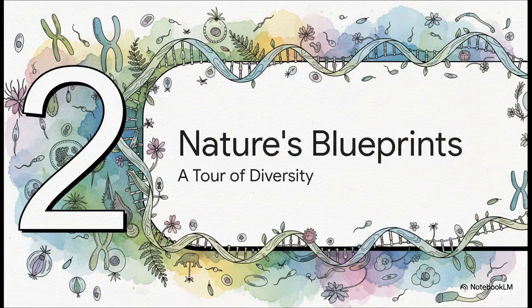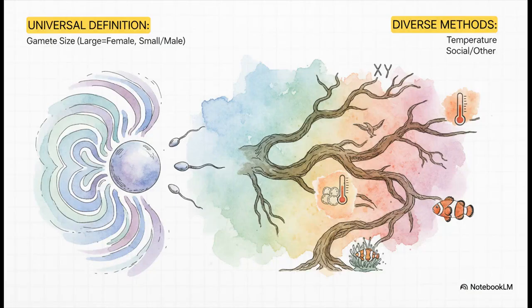Okay, so if the definition is that simple, where does all the complexity come from? Well, that brings us perfectly to our next section, where we get to see all the wild and wonderful ways that nature decides who gets to make which kind of gamete. And this is the crucial takeaway right here. The definition of male and female based on that gamete size is just about universal. But the mechanism for actually getting there? Oh, nature has a whole playbook of different systems. It's not one size fits all.